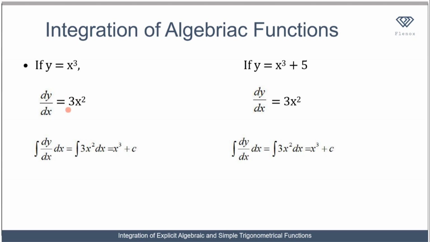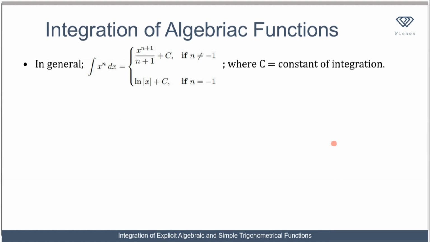So when we integrate 3x squared with respect to x, what do we get? We get x cubed plus a constant. And what was our original function? Just x cubed. Now for the second scenario, when we integrate 3x squared with respect to x, we also get x cubed plus a constant. Now this constant in this specific example refers to the 5 that we have over here. But why do we have a constant? We shall see that in the next slide.